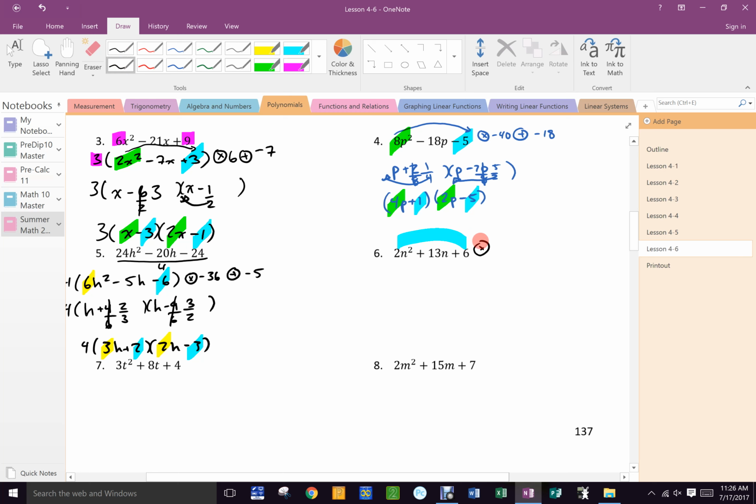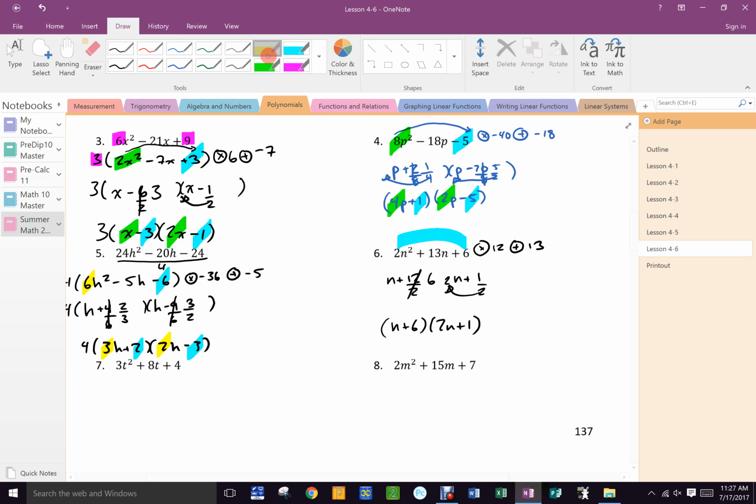Numbers that multiply to what? 12. And add to what? 13. What are they? 12 and 1. So it's n plus 12 and n plus 1, divided by what? 2. What's 12 divided by 2? 6. What do I do with that? I leave it because it's simplified. So what happens to the denominator? Moves to the front. So I get n plus 6 and 2n plus 1.